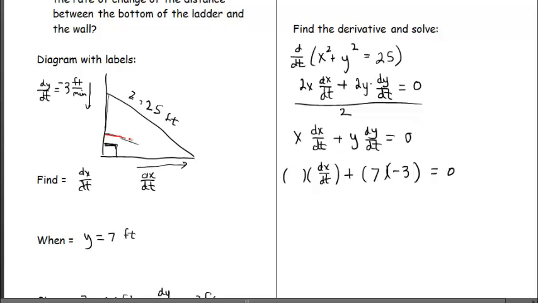Well, remember, when y is 7, the hypotenuse is still 25. So I can use the Pythagorean Theorem to find the missing side length x. When I use the Pythagorean Theorem with 7 and 25, I'm going to get that x is 24. So now I know what to put in for the value of x.